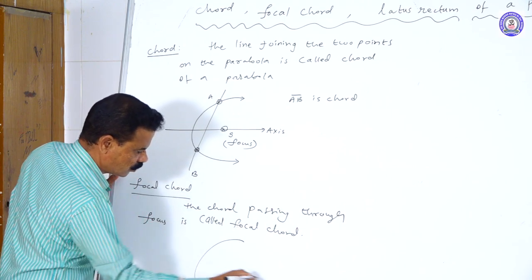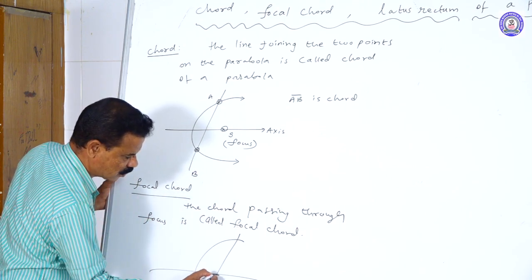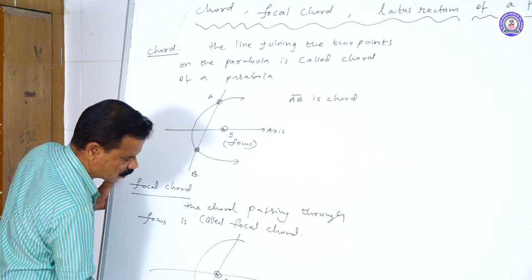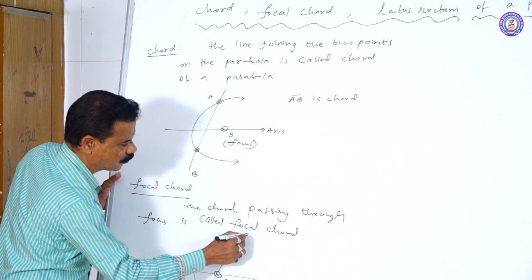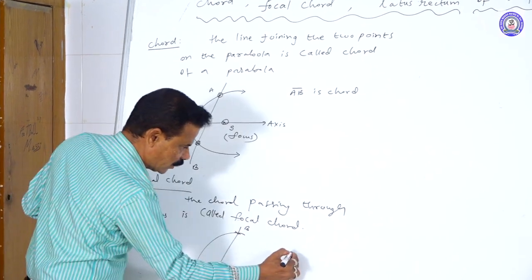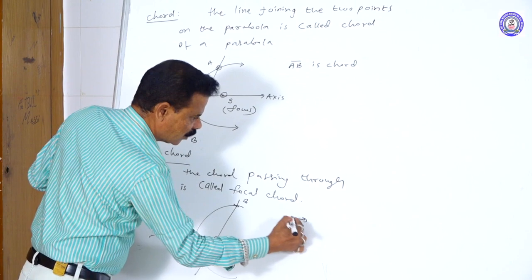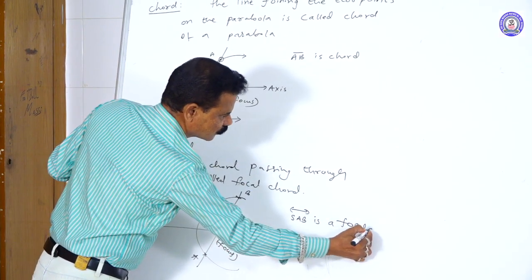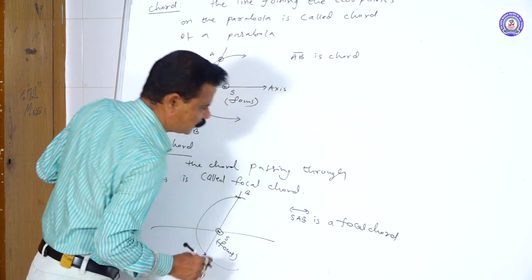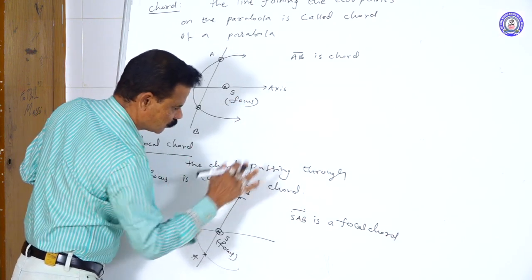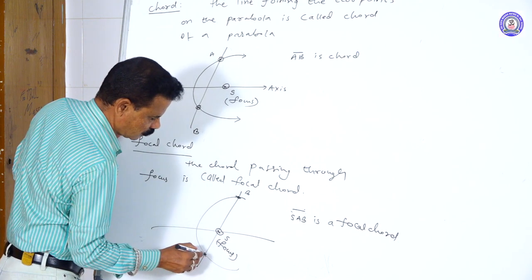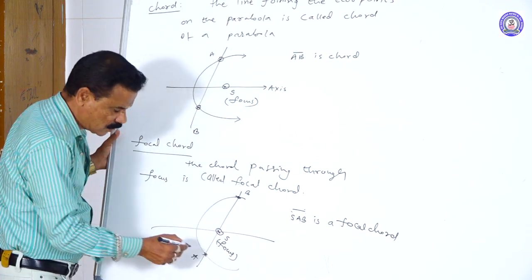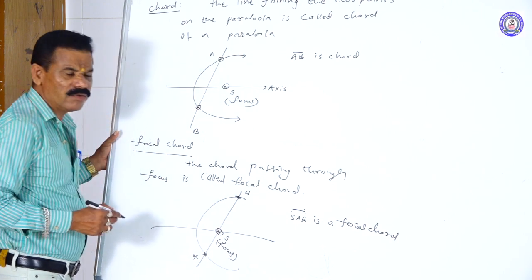That is, this is the focus S, this is A, this is B. So here SAB is a focal chord. A, B are the two points on the parabola. S is the focus. A, S, B is the focal chord.